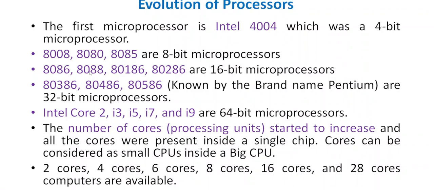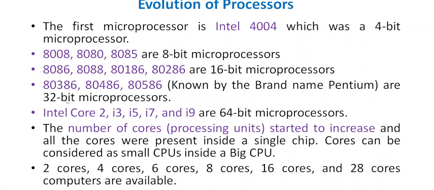Then the series of microprocessors 8008, 8080 and 8085 are considered 8-bit microprocessors. These are still used, not in computers but in microprocessor kits. 8085 kits are available. Later, 16-bit microprocessors came into the picture: 8086, 8088, 286, etc. If you go to the EC lab and want to do assembly programming, you will usually be using these 8086 based microprocessor kits.